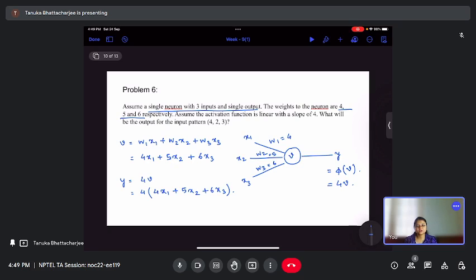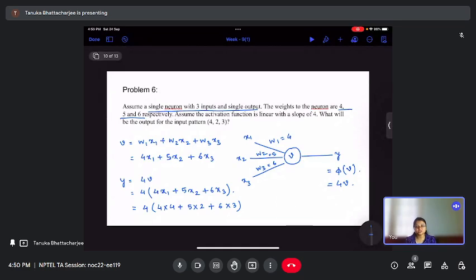Now the question asks what will be the output for the input pattern 4, 2, 3. So your x1, x2, x3 values are 4, 2 and 3, and you will have to compute the output y for this particular input pattern. If you put those values in this equation, your x1 is 4, so 4 into 4, plus your x2 is 2, so 5 into 2, plus x3 is 3, so 6 into 3. Okay.